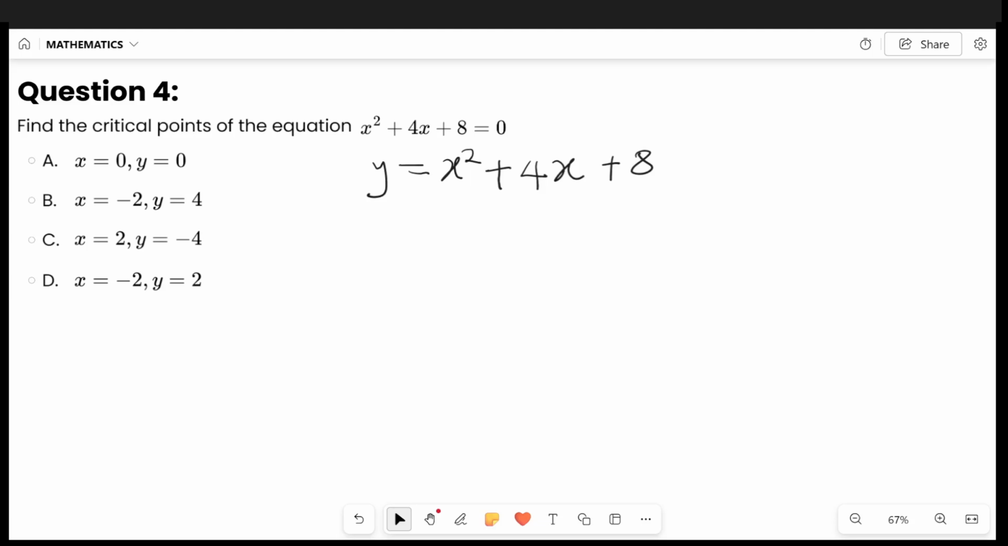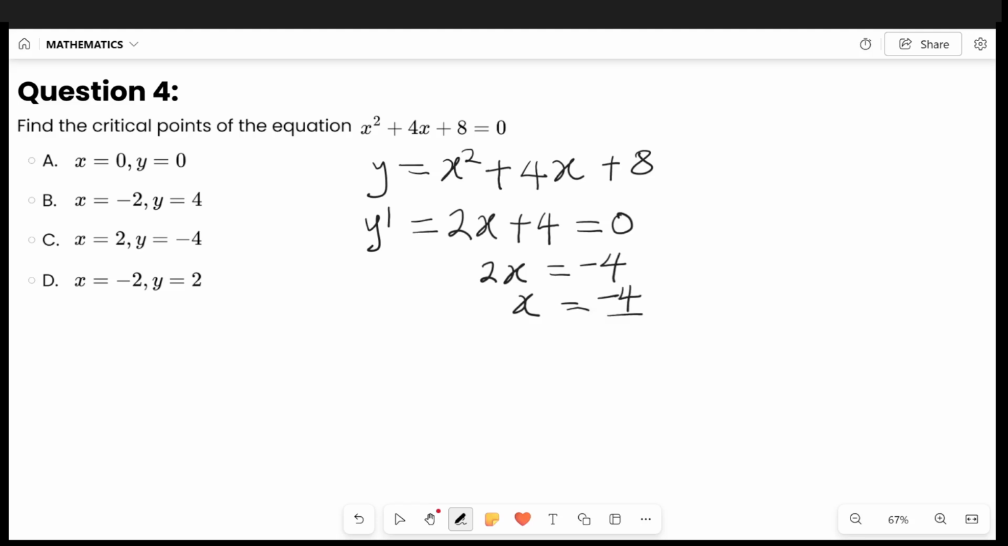If we differentiate this, this would give us what? 2x plus 4. And remember, we said the derivative must be equal to 0. The derivative is the same thing as the slope, right? Now, this means that 2x is equal to minus 4, and x is equal to minus 4 over 2. That would give us what?